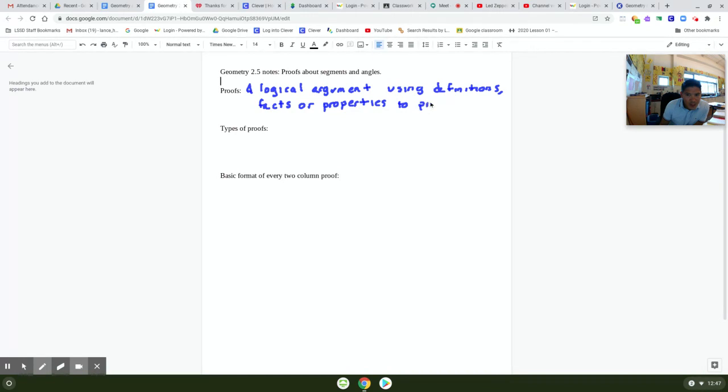In geometry, many times, we'll prove theorems. I know we haven't specifically defined theorems in class yet. I know we've talked about them. A theorem is a statement that can be proven true, different than a postulate. A postulate is a statement that's taken to be true.